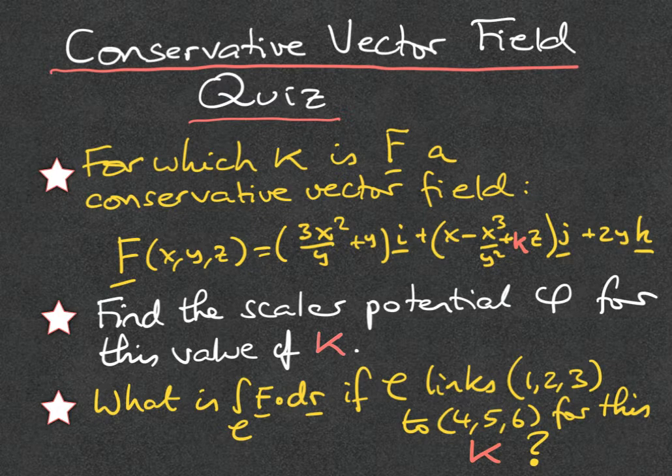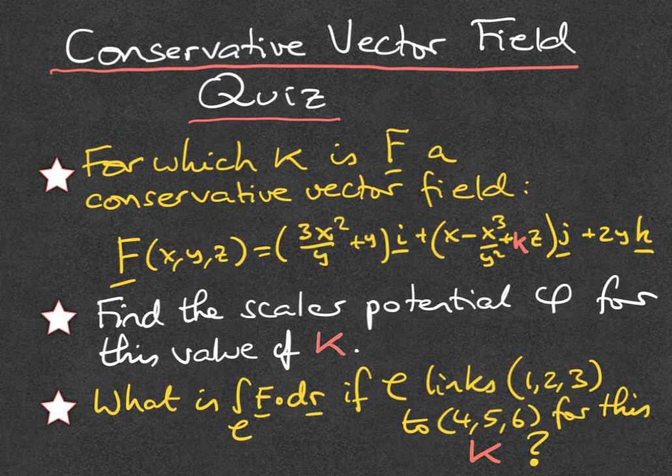And then the final question is to use the scalar potential to find the line integral of our vector field along some path which links the point 1, 2, 3 to the point 4, 5, 6. So going from here to here. And what I'd suggest is you try to do these problems with pen and paper and then come back and you can see if you agree with the answers I have, and if you're stuck you can look at the answers. So see you in a short while.